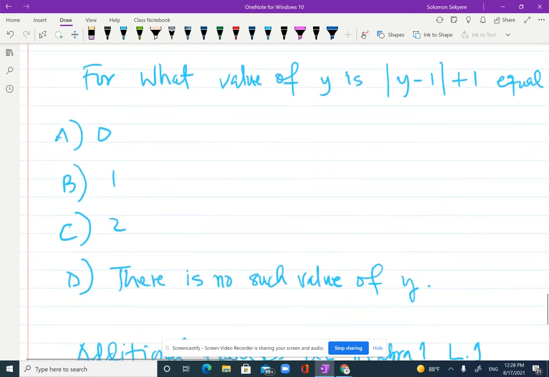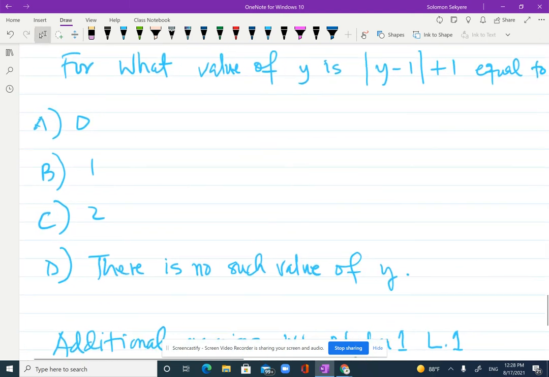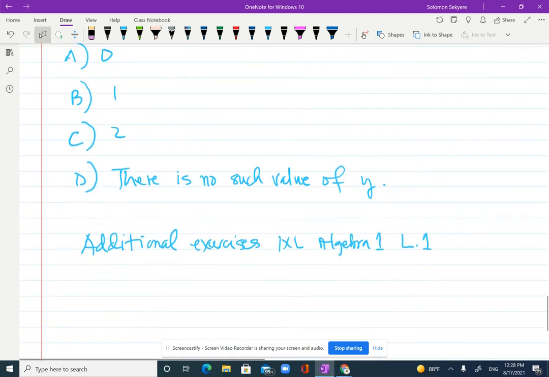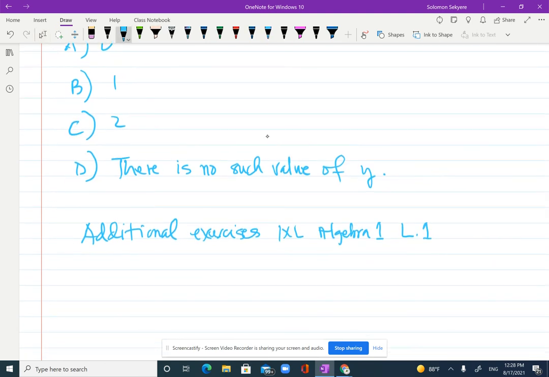So come back here, try this question right here. What's your answer to this question? And then your additional exercises right here. Log in and practice absolute value equations.